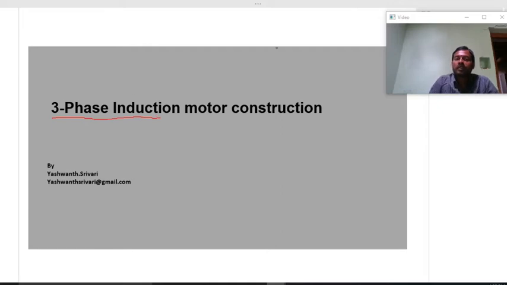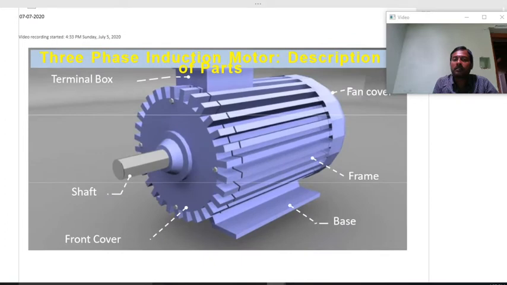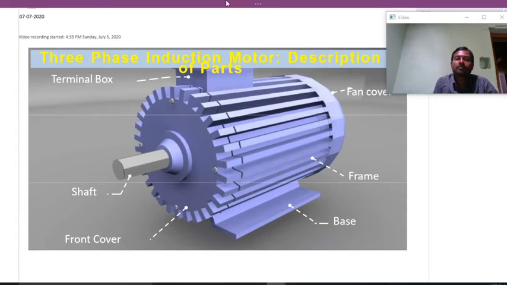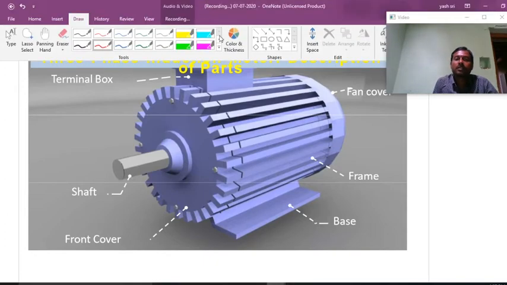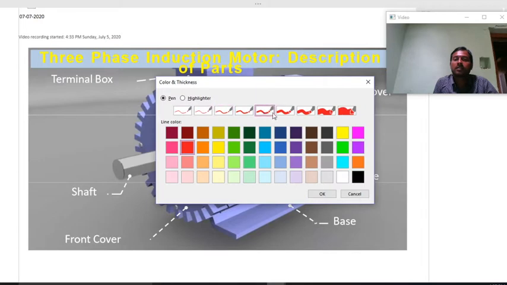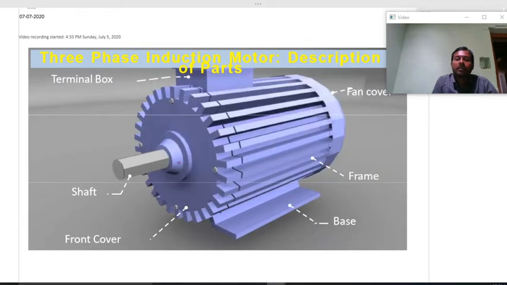In this video, I will cover the constructional details of a three-phase induction motor. I will explain the peripheral parts of the three-phase induction motor. First, I will provide the information regarding the machine. I will take another one so that you can understand easily. Then I will explain the main parts.